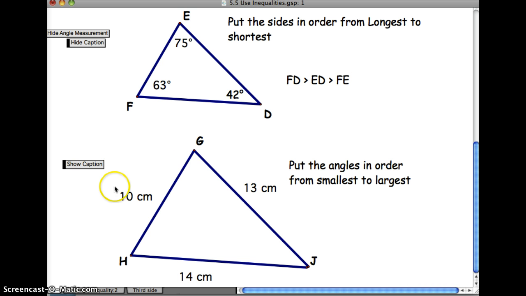Again, write it down like that: J, H, G. Now I'm doing smallest, so what kind of sign am I going to have? Less than. Angle J is less than H, which is less than G. Make sure you write it in the proper order. This is one of those questions on the test. If you don't slow down, you lose points because you didn't write it in the right order, even though it's right. That's key.